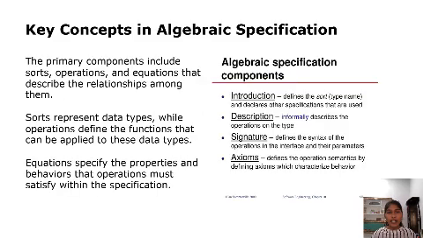Key concepts in an algebraic specification: the primary components include sorts, operations, and equations that describe the relationships among them. Sorts represent data types, while operations define the functions that can be applied to these data types. Equations specify the properties and behavior that operations must satisfy within the specification. Algebraic specification components are the introduction, description, signature, and axioms, meaning the operation semantics defined by axioms which characterize behavior.